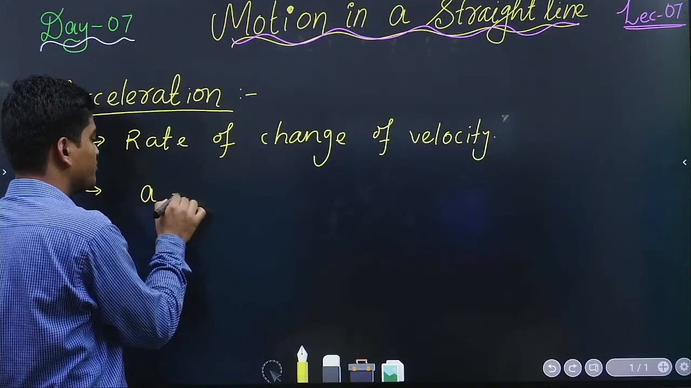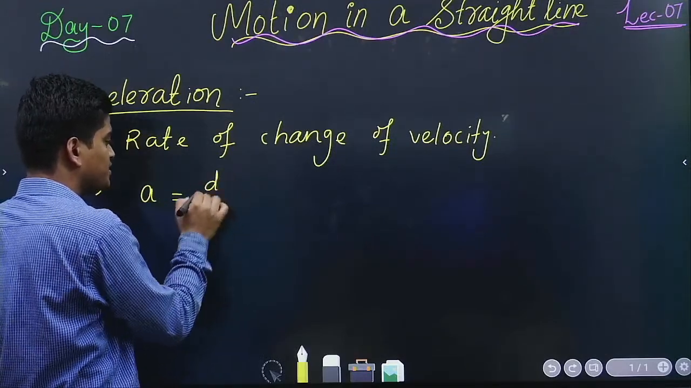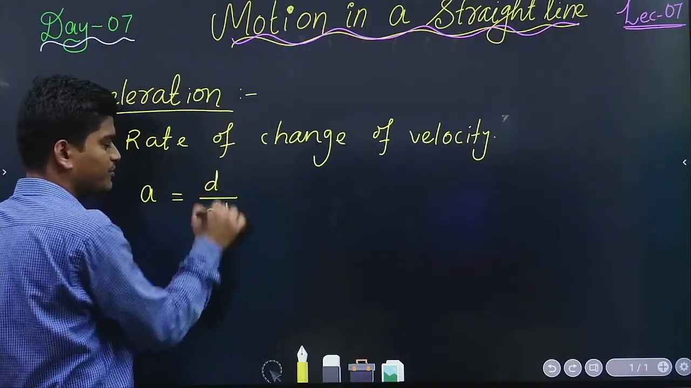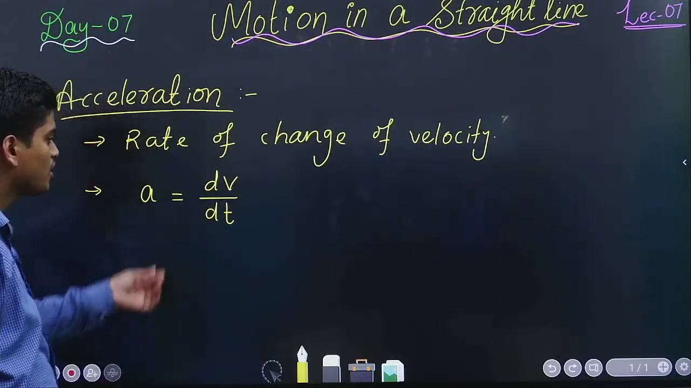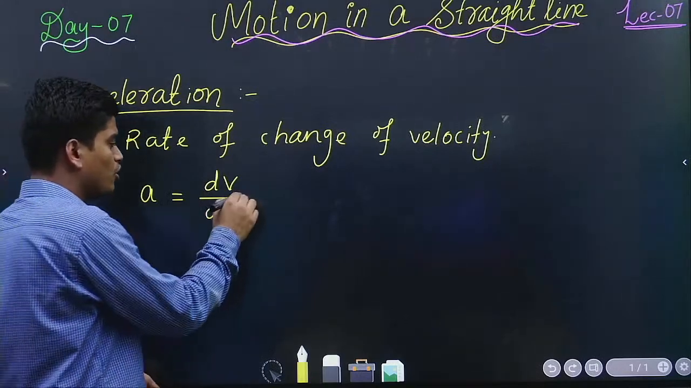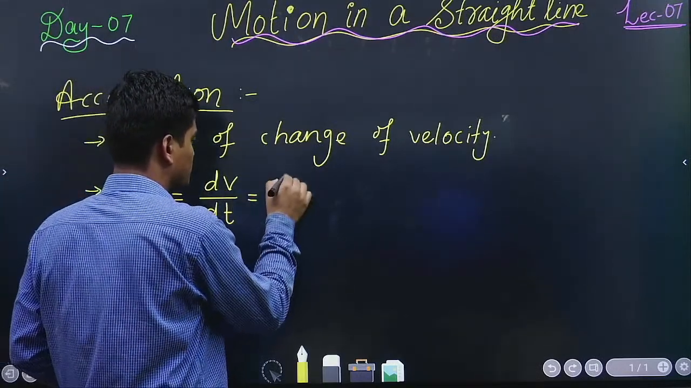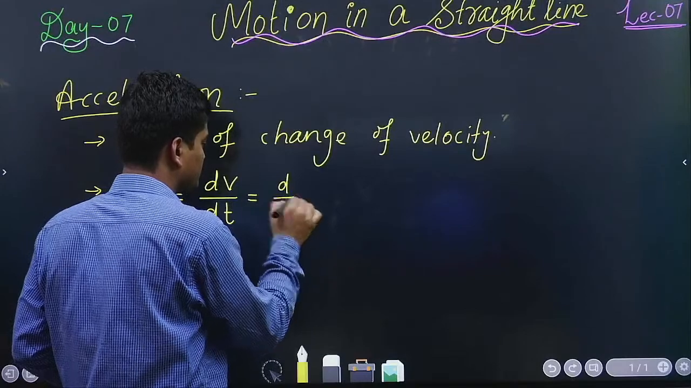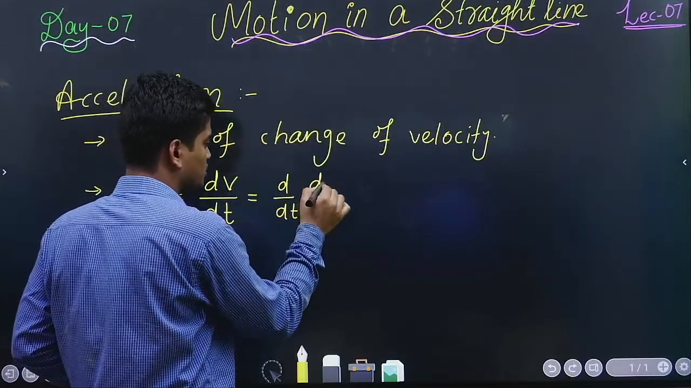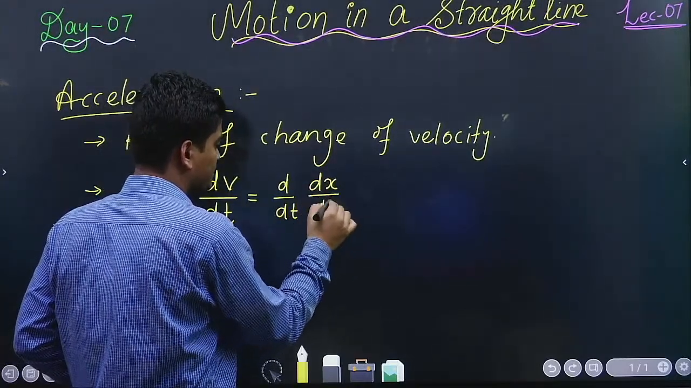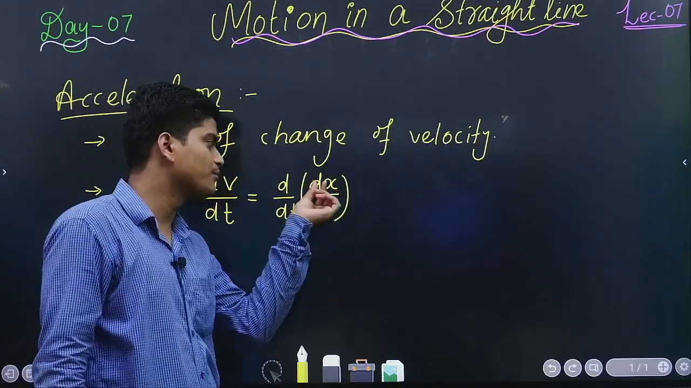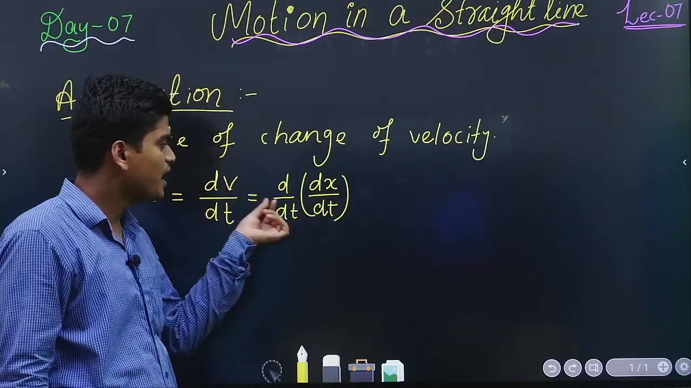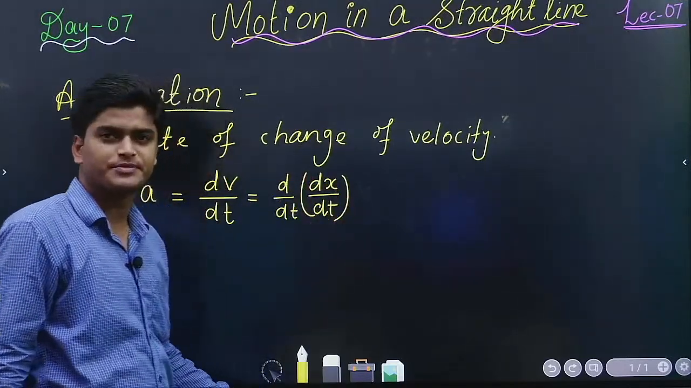If I give the acceleration the symbol a, then this rate is nothing but a time rate, so d by dt. So dv by dt I'll write, where v stands for velocity. Or I can also write d by dt of the velocity, which is dx by dt. So it will be d by dt of dx by dt. In place of velocity I'm putting dx by dt, because velocity is the rate of change of displacement.